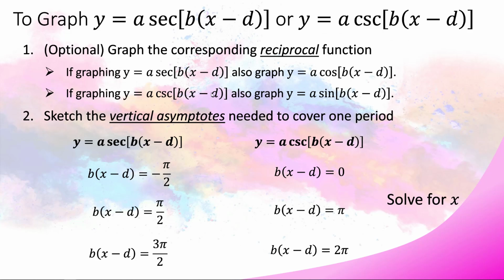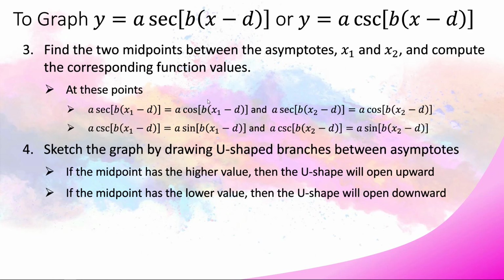Once you've done that, you need to sketch the vertical asymptotes. Now, if you did not use this approach, what you're going to need to do is solve these 3 equations. This will give you the leftmost asymptote for one period, this will give you the center asymptote for one period, and this will give you the rightmost asymptote for one period, as will these for the cosecant functions.